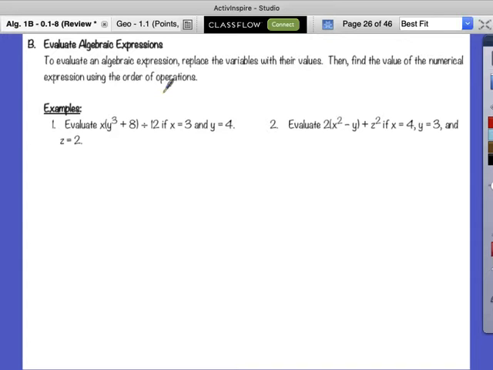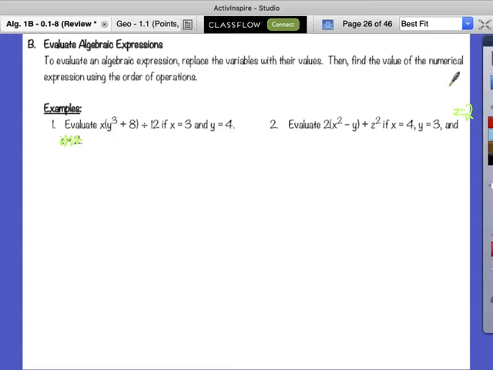Real quick, typo. This z equals 2 should be over here, okay? And z equals 2, okay? So z equals 2 should be over there. So go ahead and change that real quick, okay? So that's a quick typo I made, okay?